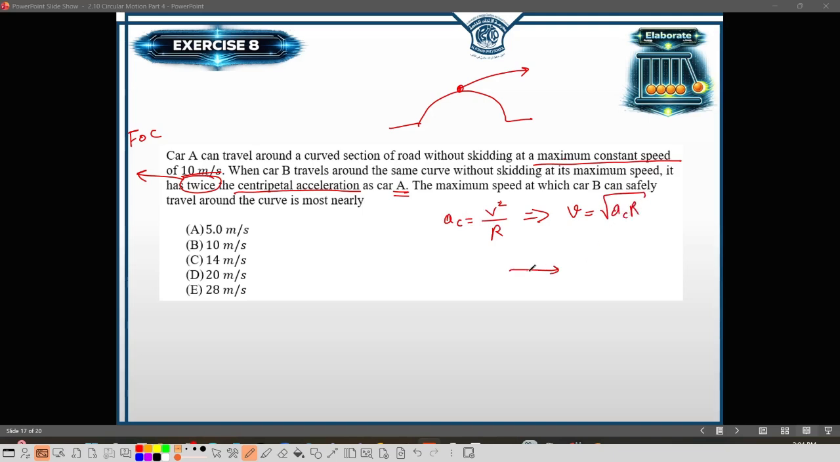Now let's apply the factor of change here. We have double the centripetal acceleration and the radius remains the same because we are using the same path. So we should expect that the factor of change of the speed will be radical 2 multiplied by the original minimum speed. Now the original minimum speed is 10, and the final answer is 14.14 meter per second.